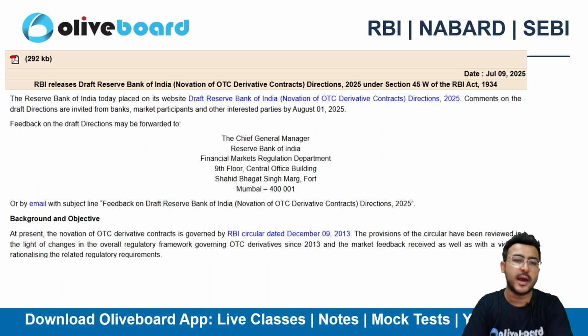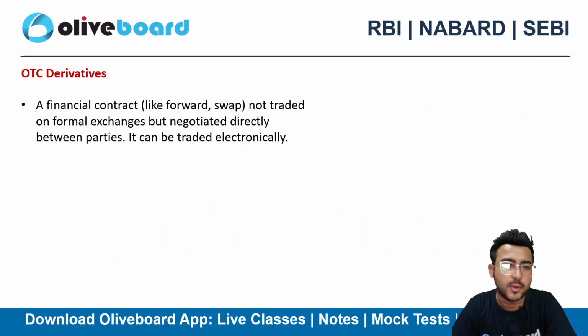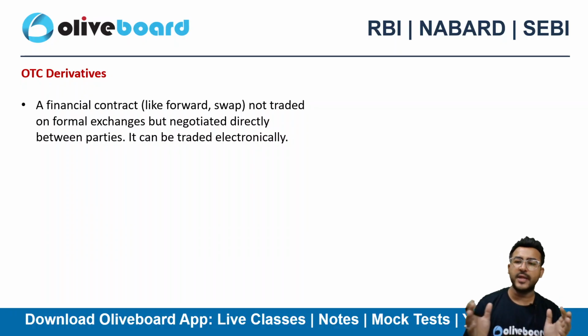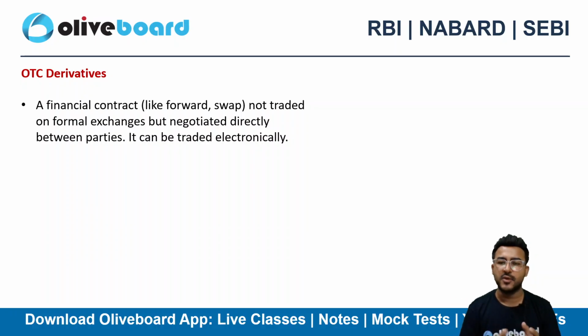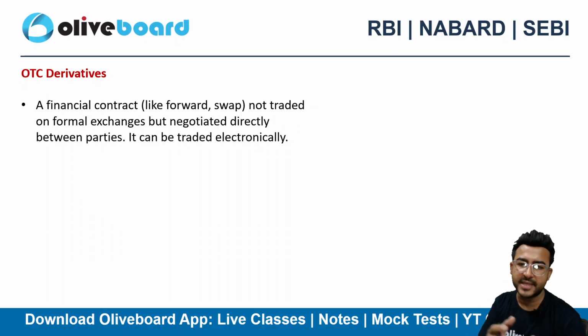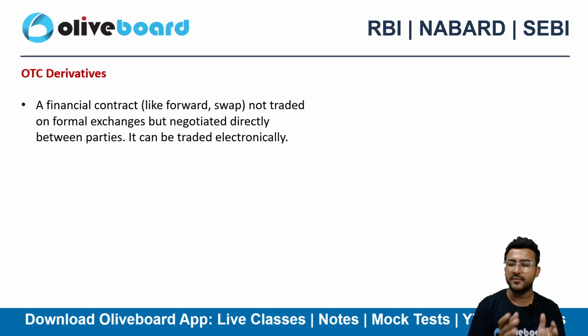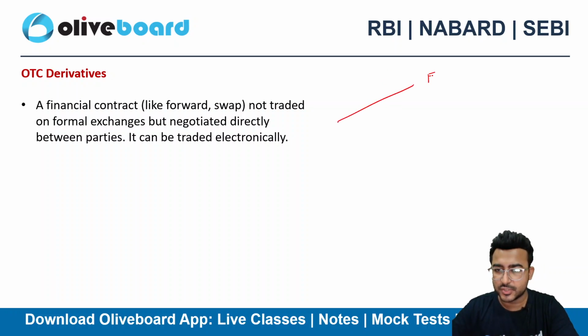So here we can see RBI has released a draft Reserve Bank of India Novation of OTC Contract Direction. Before going into details of this particular direction, I would like to tell you what we mean by OTC derivative. We all know that a derivative is a financial contract, and the price of the derivative contract changes on the basis of the price of the underlying asset. But there are two types of derivative contracts. It can be exchange traded, or it can be over the counter.